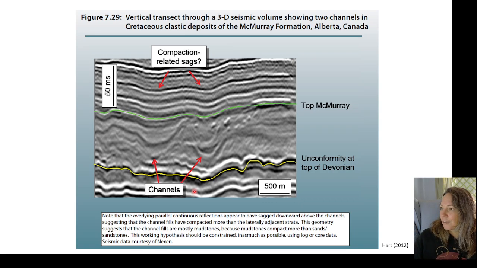This is another case of some channels. And in this case, we can see that sagging, right? And you can see that they interpreted this artificial structure above it. I guess it's not really artificial, as compaction related sags. So as the muds in the channels compacted, it caused the sediments above it to have more depositional space, or perhaps even if it took a while to compact, it kind of sagged and brought down the sediments above it too.